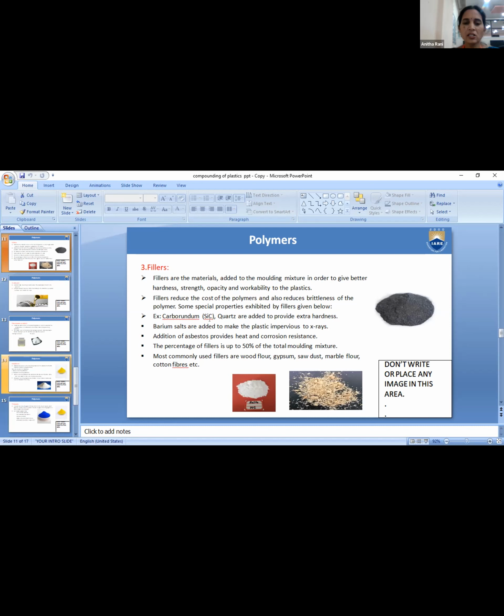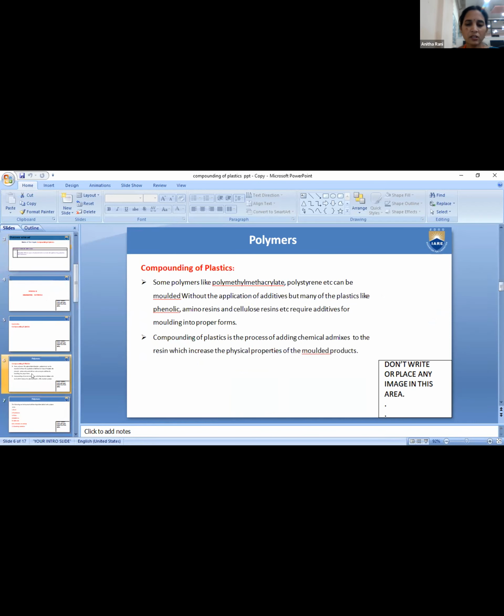To increase the hardness, we are adding fillers. We discussed this already yesterday. We are using fillers, for example, silicon carbide and quartz, to provide extra hardness. So to increase the physical properties of the plastics, we are going to add ingredients to the resin. So what are those ingredients?